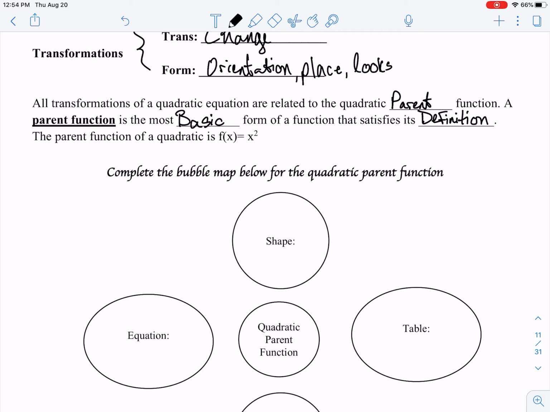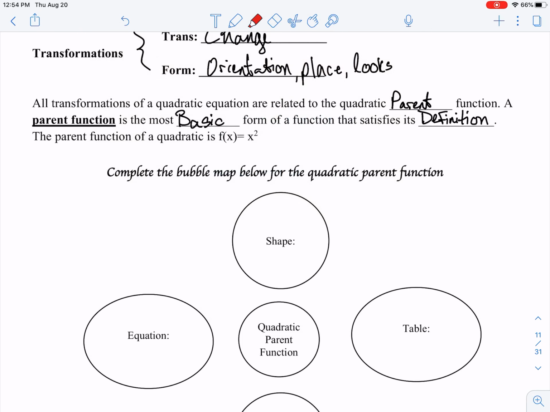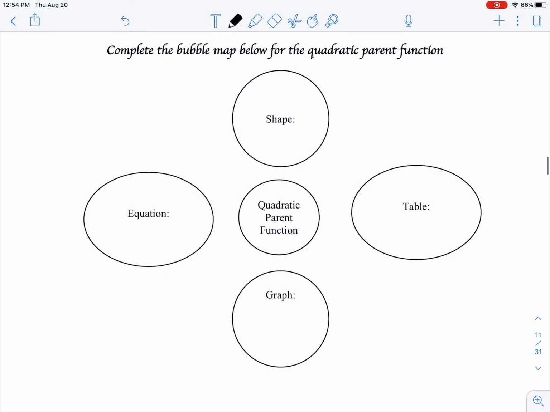So when we first started this unit, I went over and described what a quadratic was. The parent function of a quadratic, again, this is kind of important, is this: f of x is equal to x squared. The shape is a U shape. It's a table, and you can get all of this by going to Desmos.